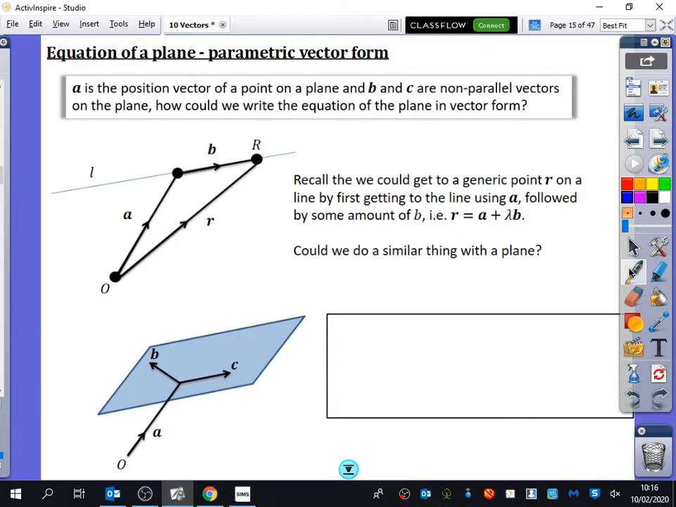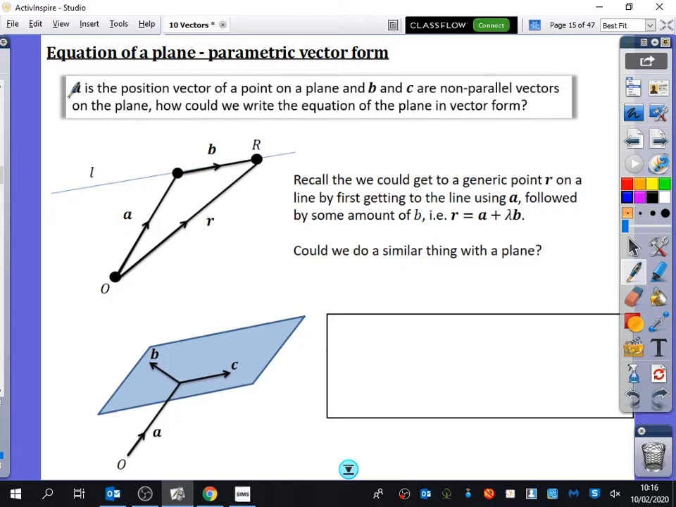So for a line, it says A is the position vector of a point on a plane. This time it's on a plane instead. And B and C are non-parallel vectors on the plane. How could we write the equation of the plane in vector form?